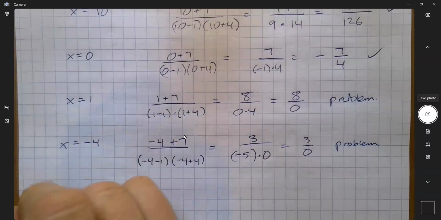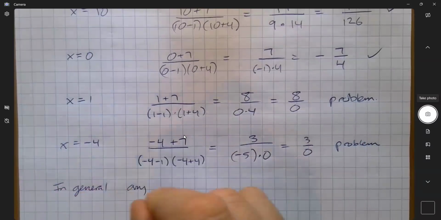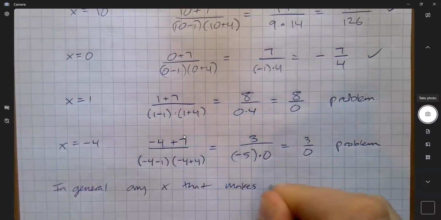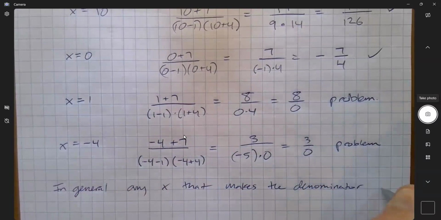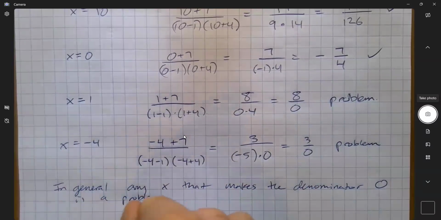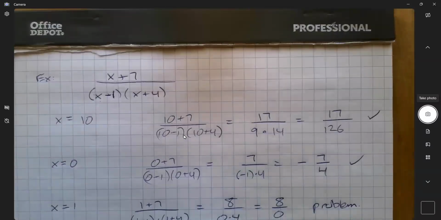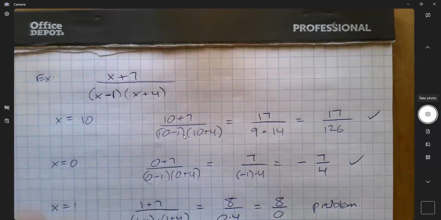So in general, any x that makes the denominator 0 is a problem. Otherwise, everything's fine. You might look at this expression and think, well, could there be a problem if the top is 0? So let's find out. I'll rewrite it.